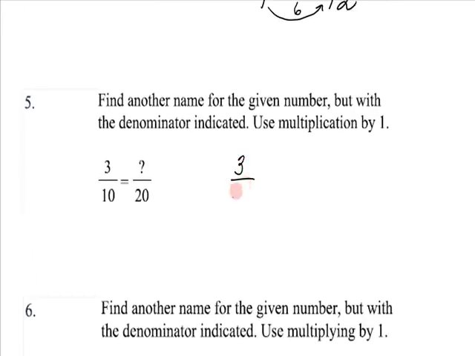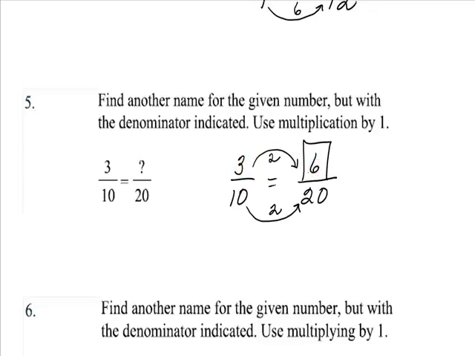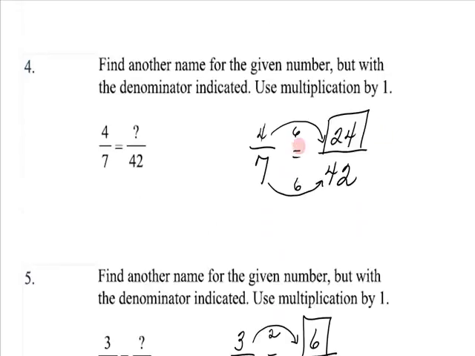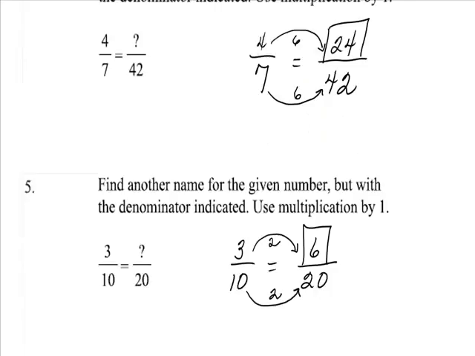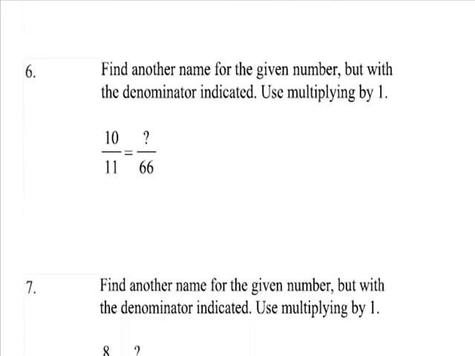I have 3 out of 10 is something out of 20. Look down here. 10 has turned into 20. What was it multiplied by? The answer is 2. So do the same thing to the top. 3 times 2 is 6. And so when it says multiplication by 1, it's in the form in this one of 2 over 2. It was in 6 over 6, and so on. All right, let's do just a few more.